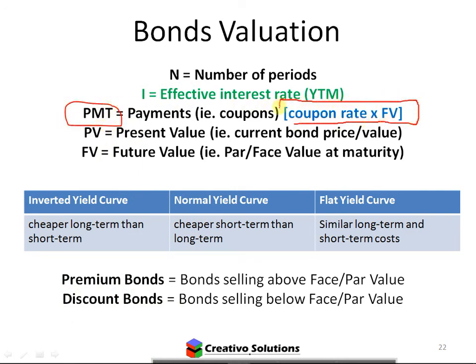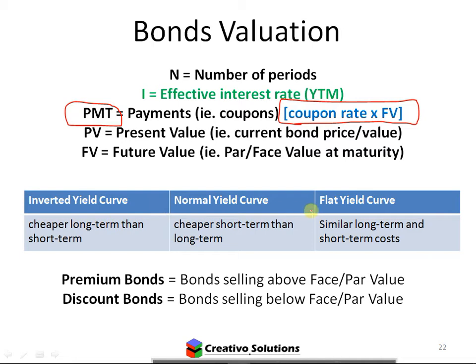If I take the coupon rate and multiply that by the face value, I get the payment, the PMT. PMT is the coupon. The coupon comes from the rate. Coupon rate times face or par value gives you the coupon, which is the PMT.